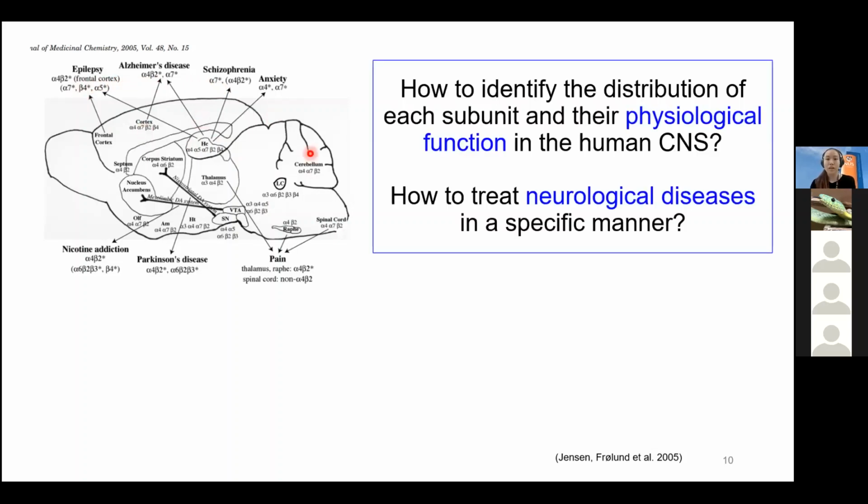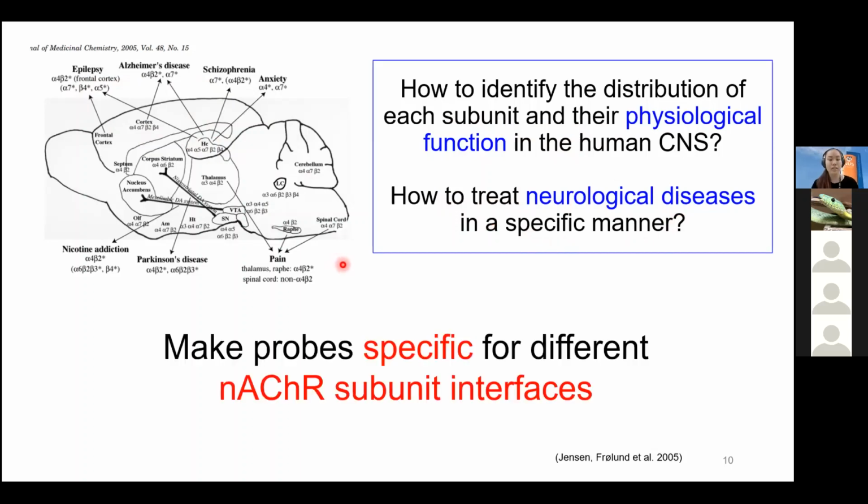So this leads to the question, right? How do we identify the distribution of each subunit and their physiological function in the human central nervous system? And how could we also maybe treat neurological diseases in a specific manner? Well, we suggest that one solution to this is to make probes specific for different nicotinic acetylcholine receptor subunit interfaces.